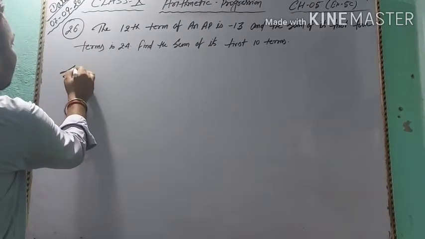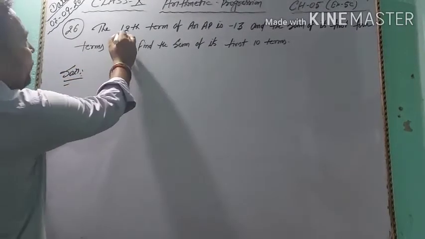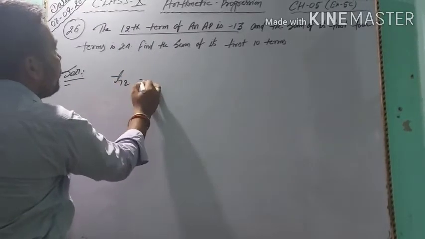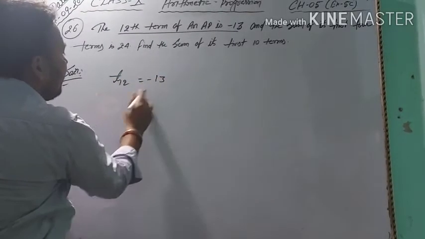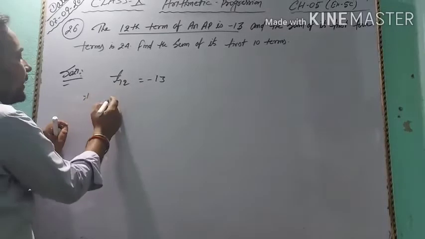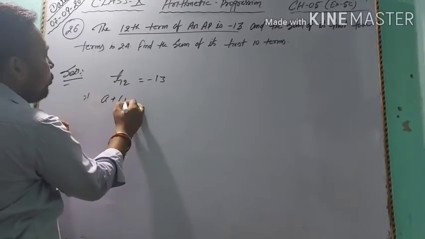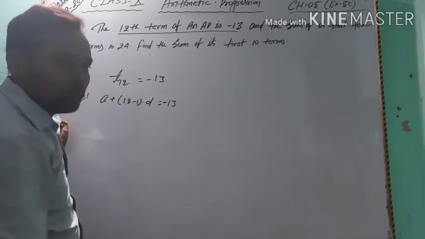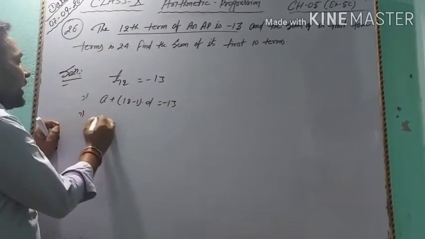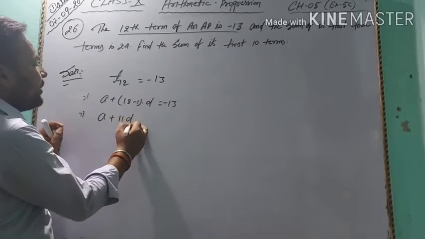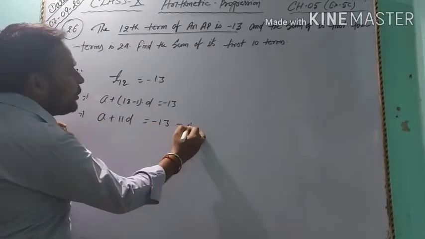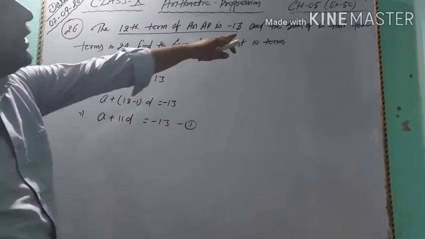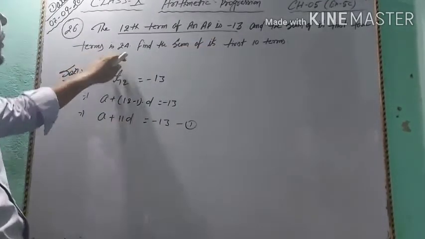Let's start the solution. Given the 12th term of an AP is minus 30, that is T12 equal to minus 30. T12, that is A plus (12 minus 1) into D equal to minus 30. So we write A plus 11D equal to minus 30. This is equation first.